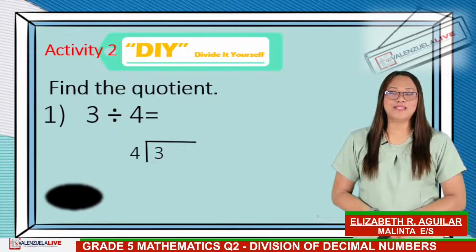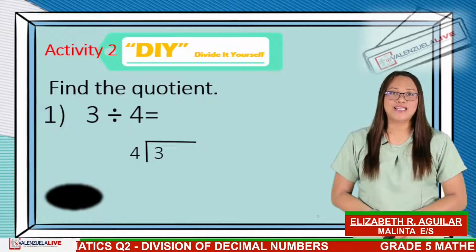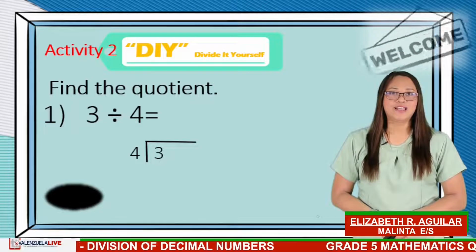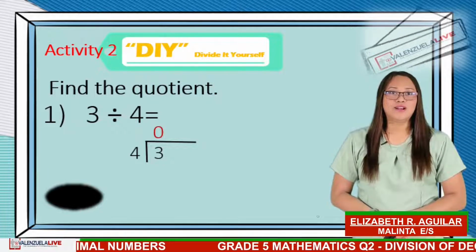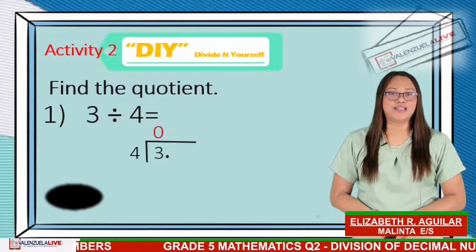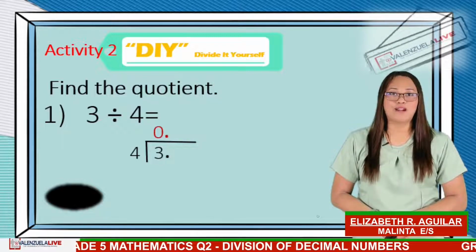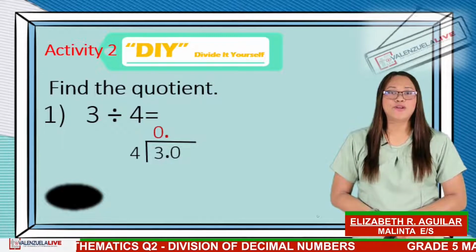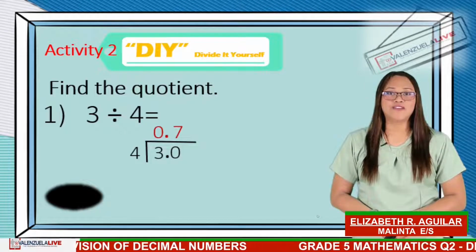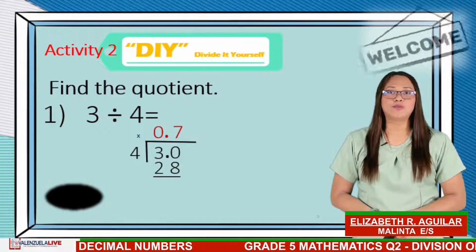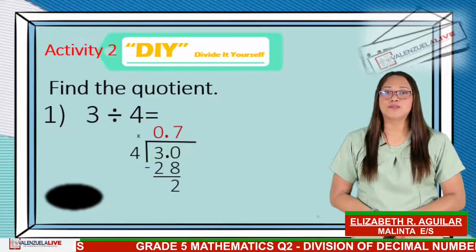All right, time is up. Okay, so let's divide 3 divided by 4. Since we cannot divide 3 by 4, we need to put the 0 first in our quotient. Then, we put decimal point in our dividend. So, with our quotient, do not forget that, then we can now write 0. So, it will become 30 divided by 4 is equal to 7. Then 7 times 4 is equal to 28.